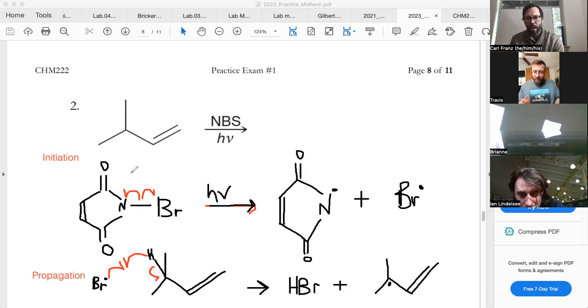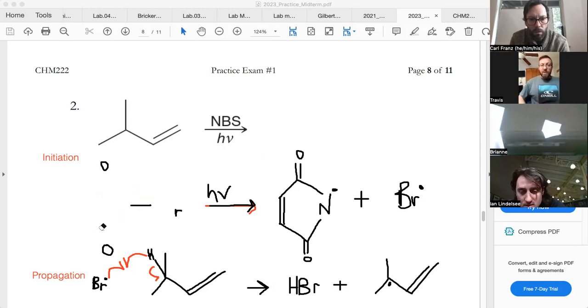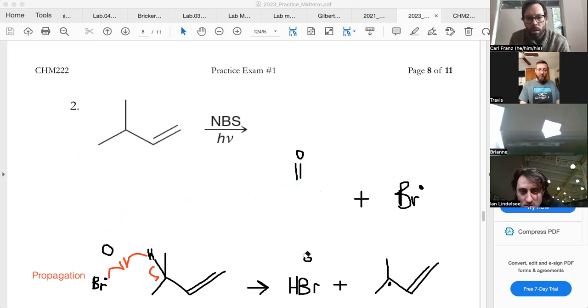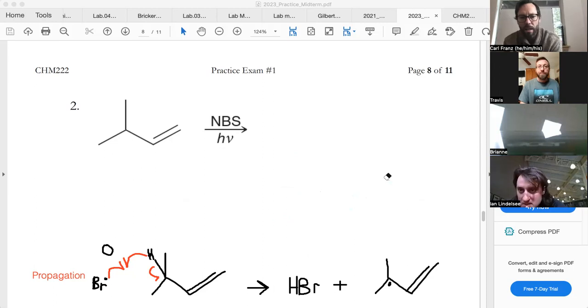I'm going to erase the initiation now. Is that okay if I do that? Yeah. So then now we're not too worried about the rest of the NBS molecule once it's the radical that it is. Yeah, it's done. And we don't need to keep it. If you have NBS as a mechanism, I'm not even going to expect you to draw out that molecule. You can just write propagation as creating one Br radical.